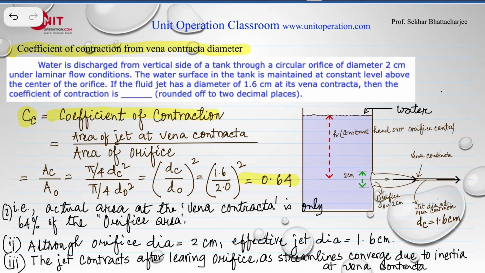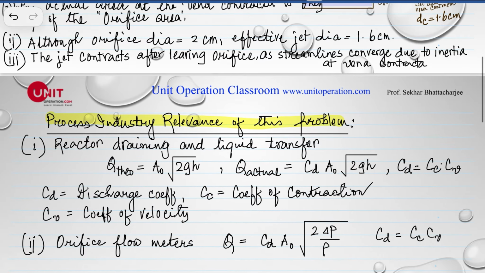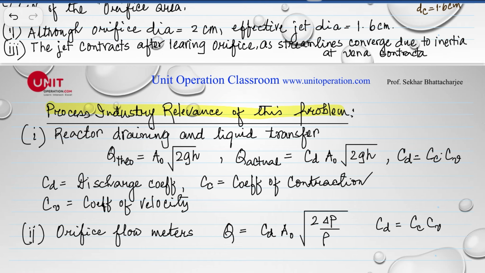So, although this is 2 centimeter, the diameter of the orifice, the effective jet diameter is 1.6 centimeter, which is already given in the problem. Okay. So as you can see, this is a very easy problem.